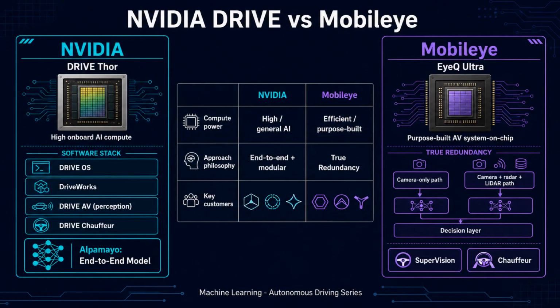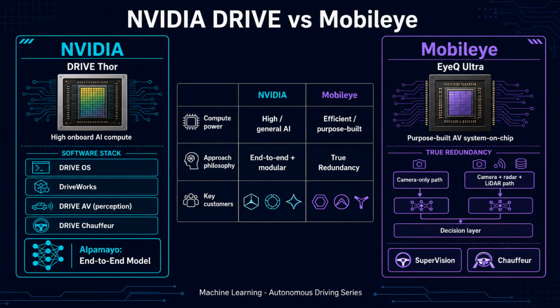NVIDIA and Mobileye are the two dominant platform providers enabling autonomous driving for automakers who don't build their own systems. NVIDIA's Drive Thor processor provides an order of magnitude more onboard AI compute than earlier automotive platforms, enough to run complex models directly in the vehicle. Their software stack includes Drive OS for the operating system, DriveWorks for sensor processing, and Drive AV for autonomous driving. Their Alpamayo model is a state-of-the-art end-to-end driving model that goes from sensor input to trajectory output.